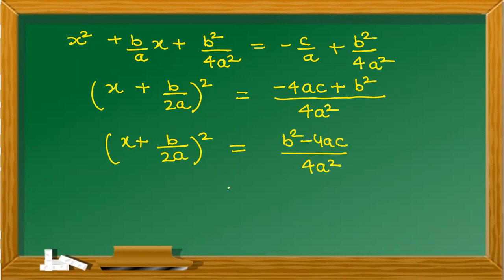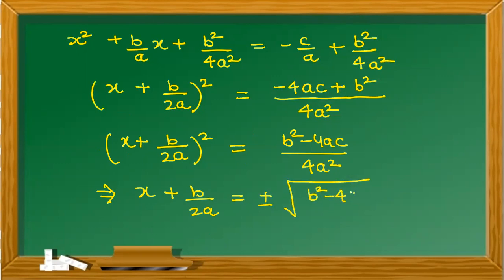Now this square will go to the other side and will become the square root. So what do we get? We get x plus b over 2a is equal to the square root of b square minus 4ac over 4a square, along with plus minus sign.